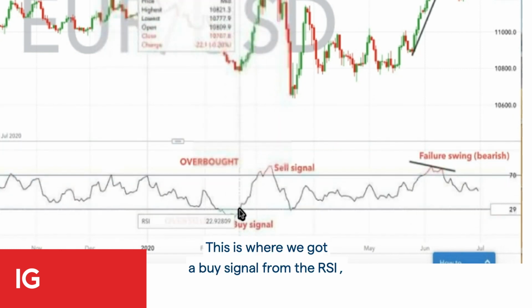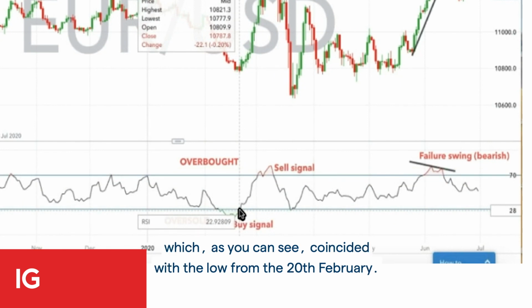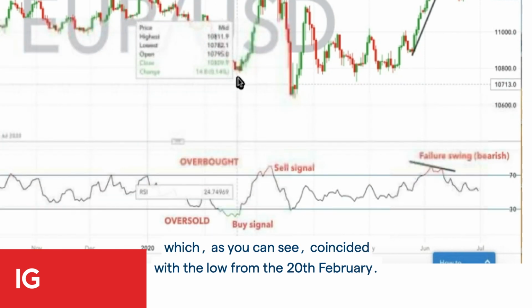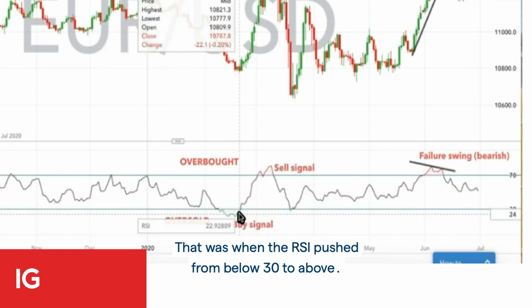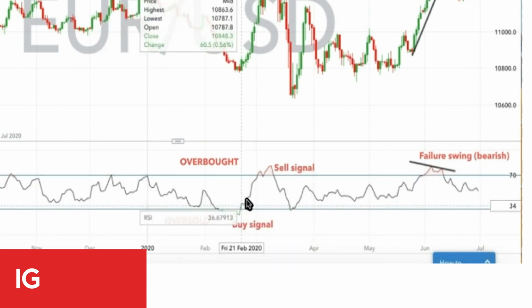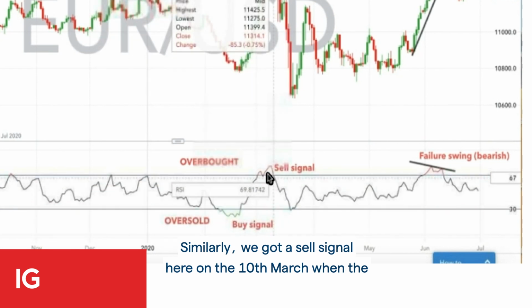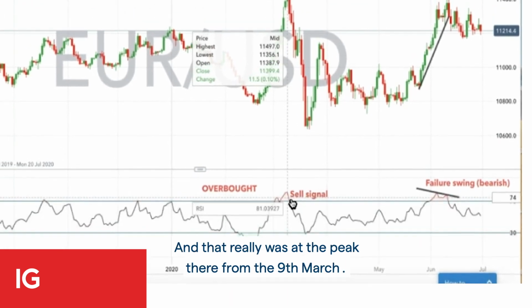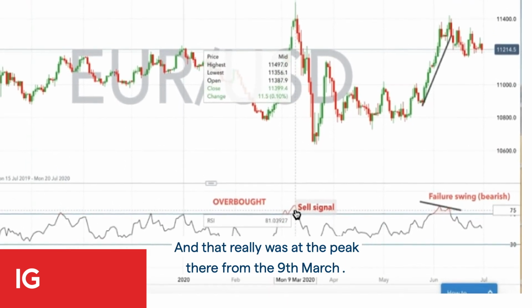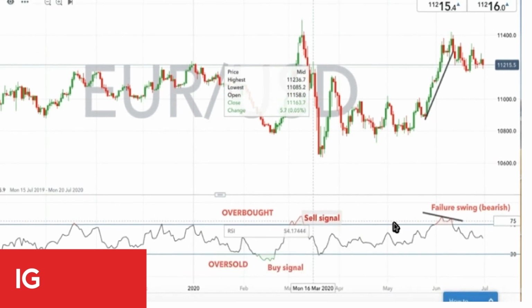This is where we got a buy signal from the RSI, which, as you can see, coincided with the low from the 20th of February. That was when the RSI pushed from below 30 to above. Similarly, we got a sell signal here on the 10th of March when the RSI pushed from above 70 to below, and that really was at the peak there from the 9th of March.